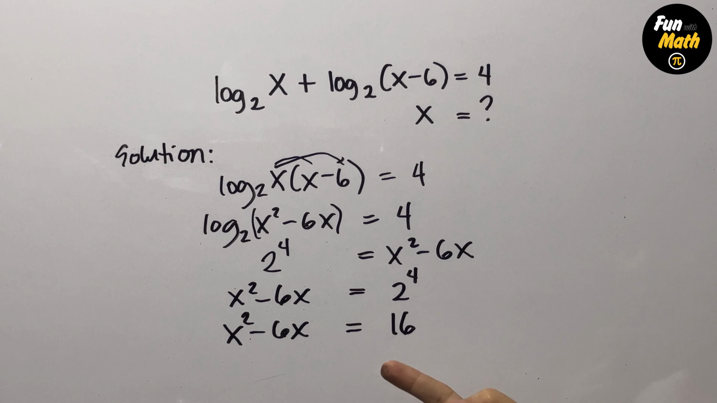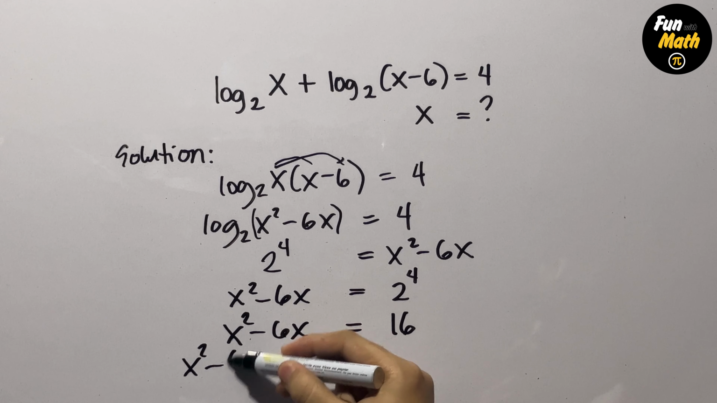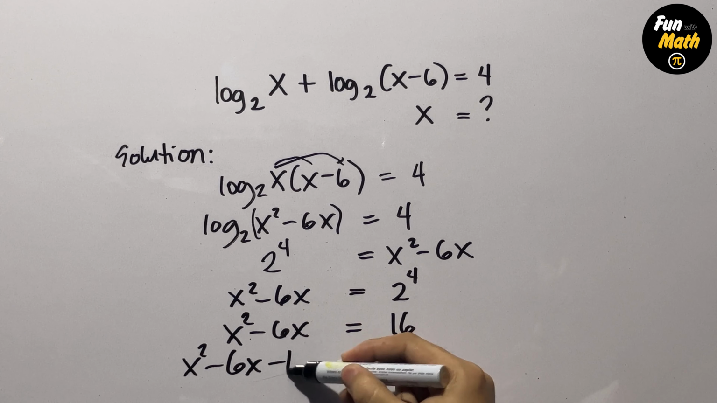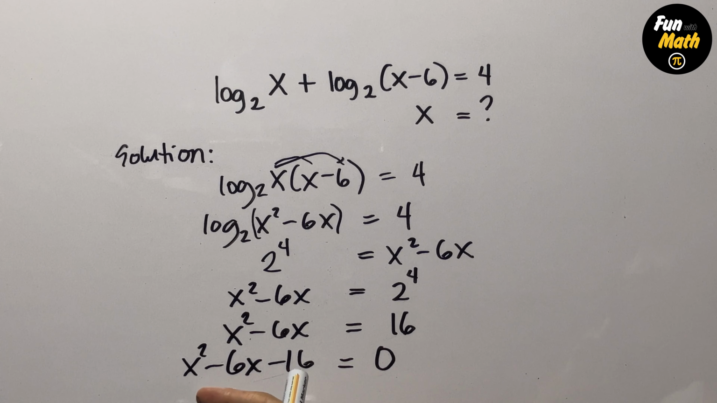Then let's take 16 to the other side. So this is now x squared minus 6x minus 16 is equal to 0. Now this is a degree of 2, which means that this is a quadratic equation. So to find the roots or the values of x, we can use the quadratic formula or the factoring. Right now, I'll be using the factoring method.